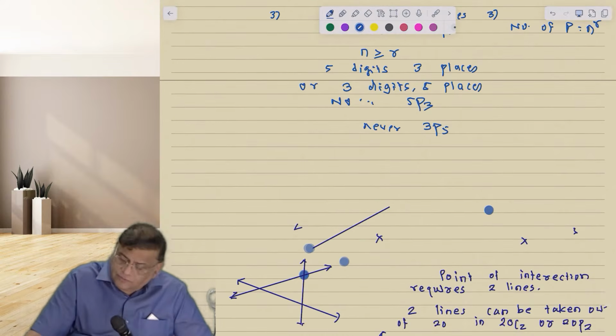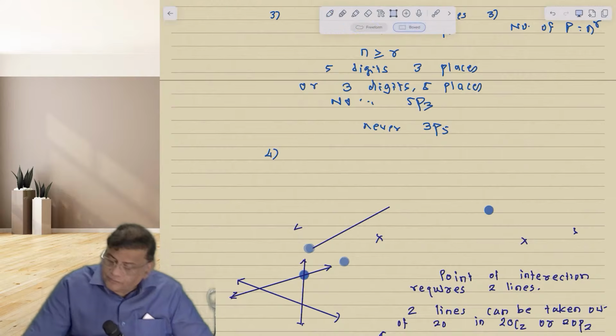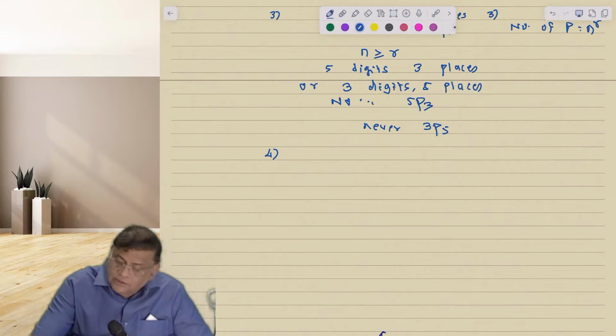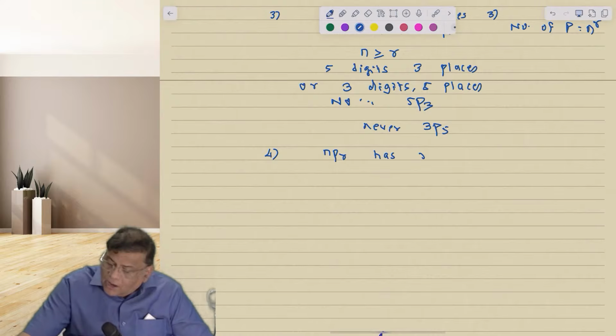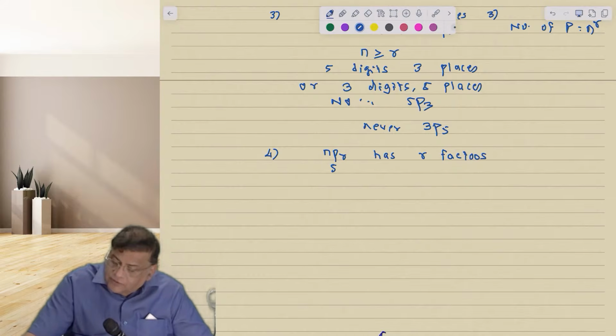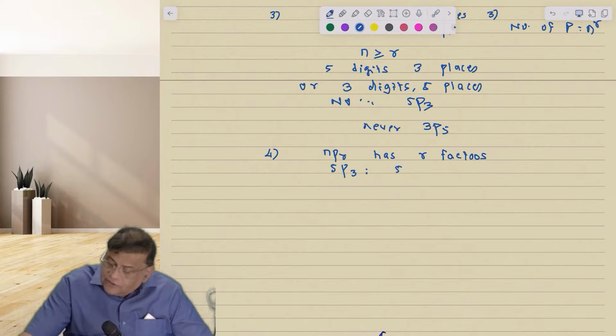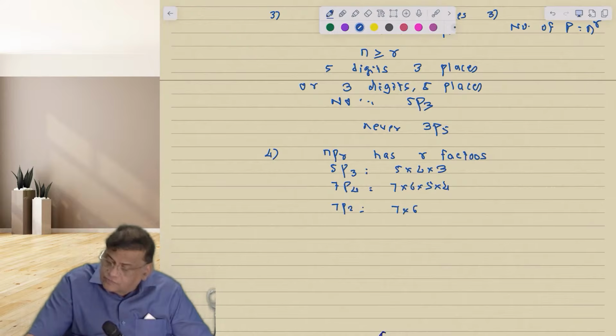Now, the fourth point over here is that this nPr has r factors. What does it mean? If I say 5P3, it will have 3 factors: 5 into 4 into 3. If I have 7P4, it will have 4 factors: 7, 6, 5, 4. And 7P2 will be equal to 7 into 6.